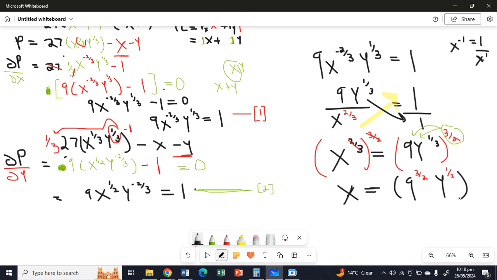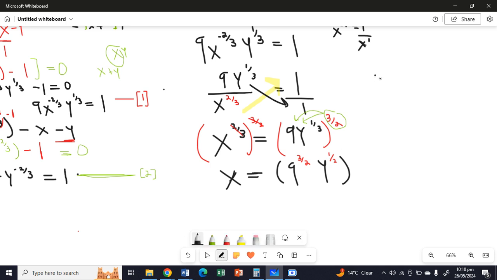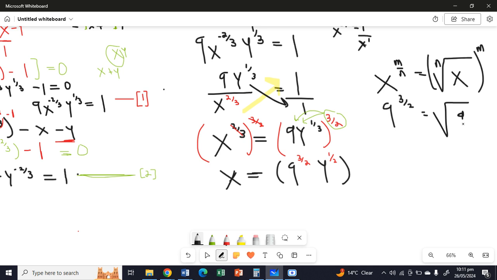Now we're not yet done, because this 9 to the power 3 over 2, we have to simplify it. So another law of indices which you need to remember: x to the power m over n equals the nth root of x to the power m. So this is what we're going to apply to this 9 to the power 3 over 2. So think of the m as 3 and n as 2. So what's going to happen here is you have to get the square root of 9, and then you cube it.